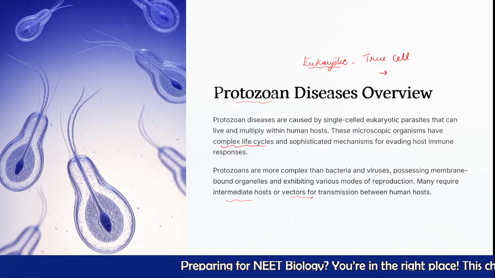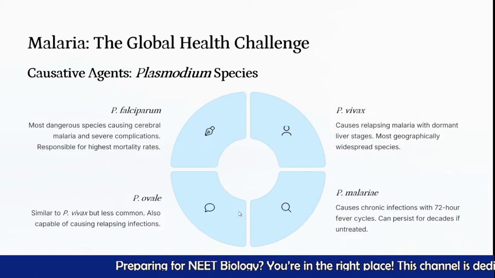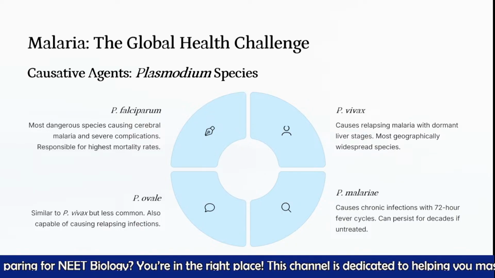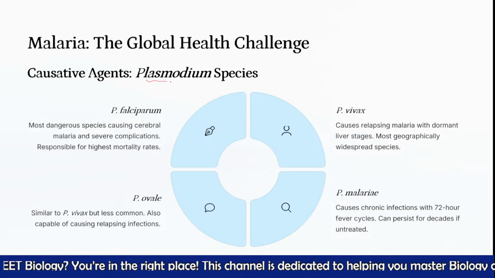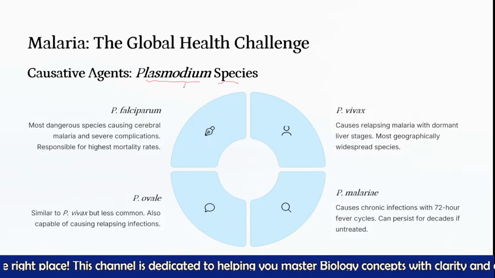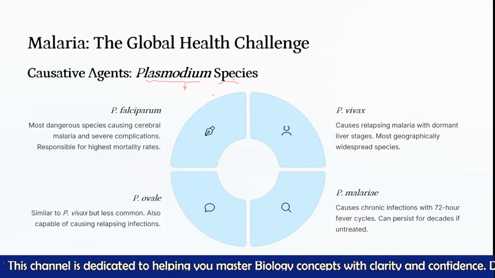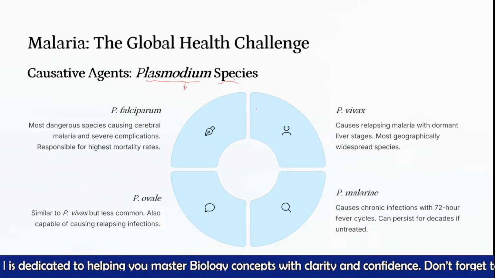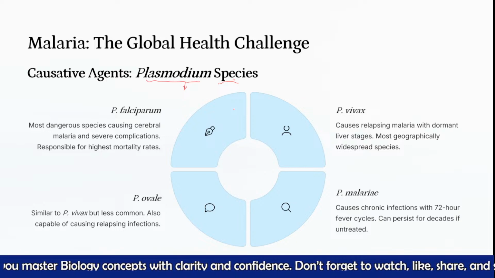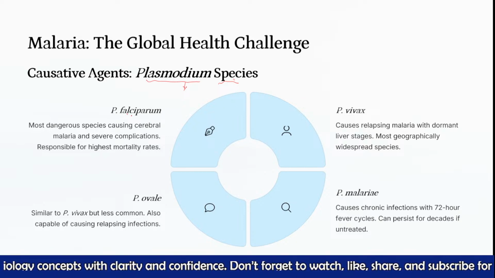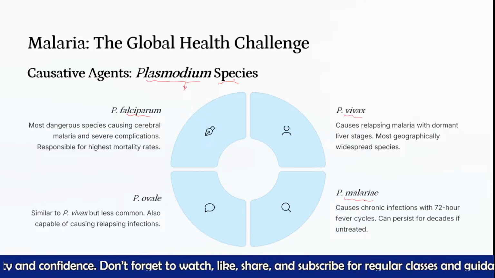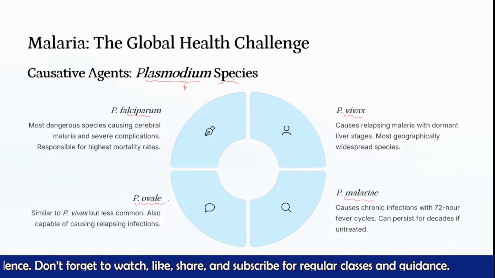Here you need to learn two examples of protozoan disease. One is malaria. Malaria is caused by Plasmodium species. Why species? Plasmodium is the genus name, and there are different species that cause malaria. The infecting agents are Plasmodium falciparum, Plasmodium vivax, Plasmodium malariae, and Plasmodium ovale.